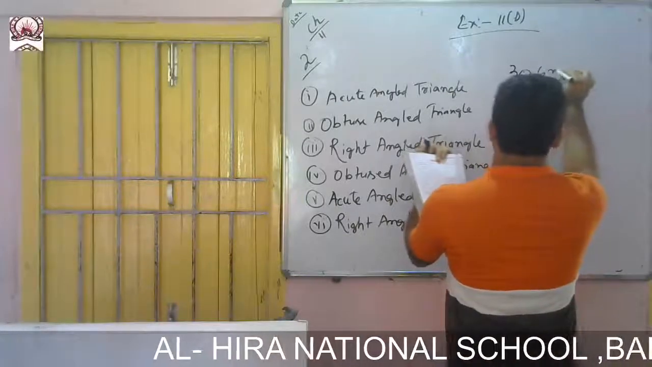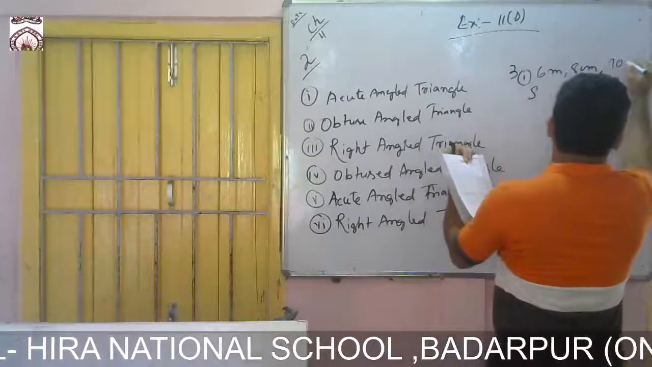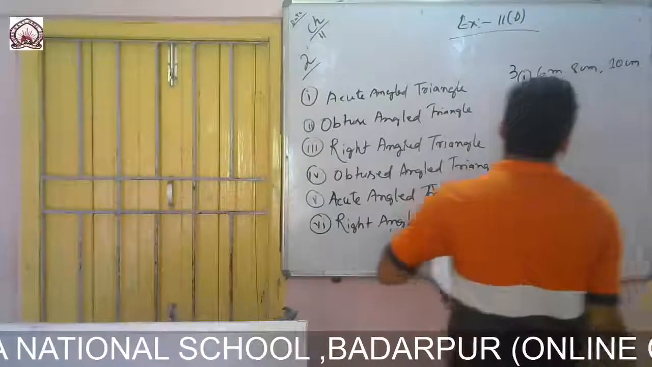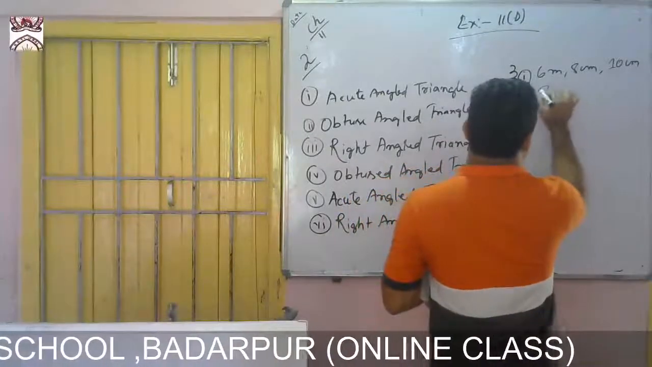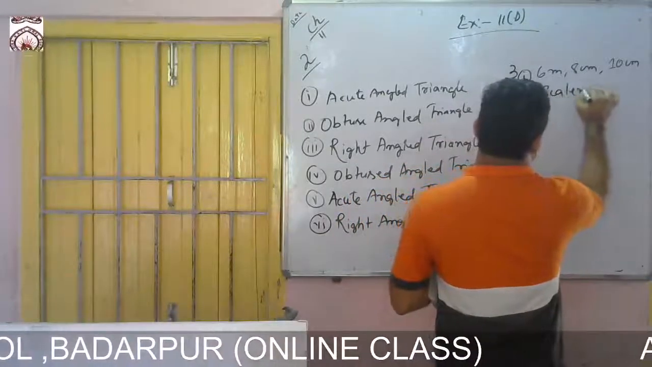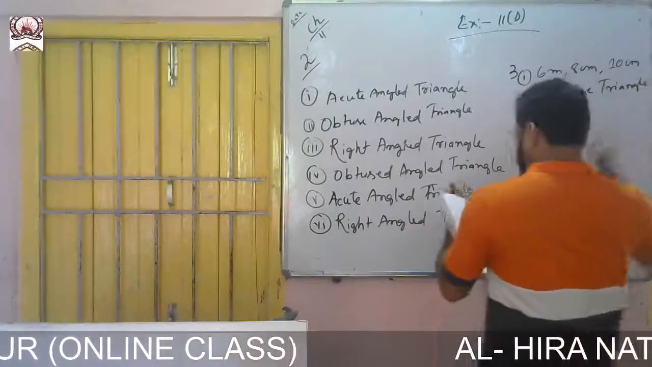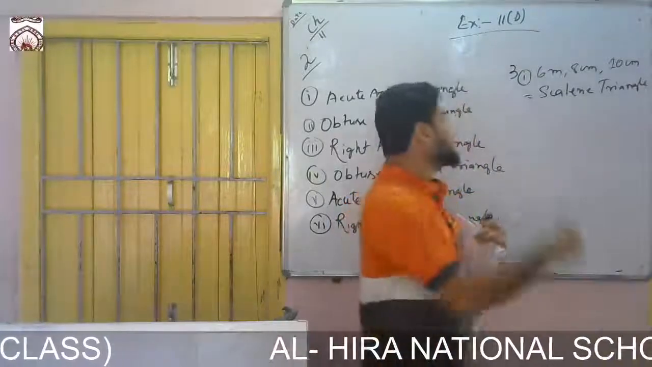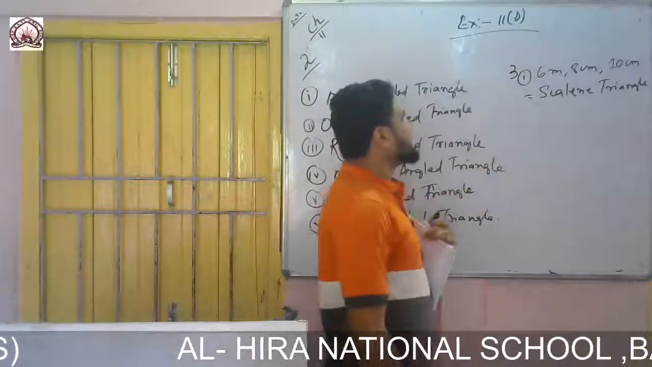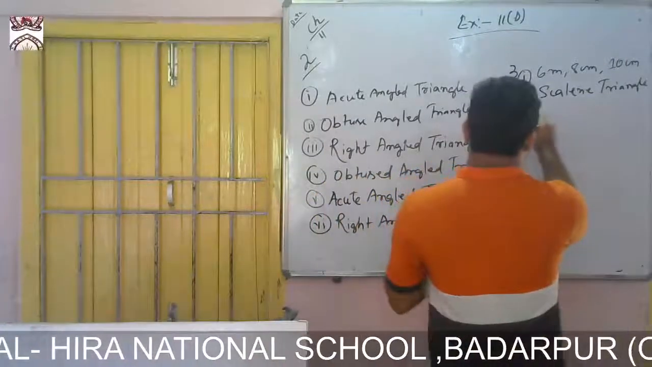You write the question like this: 6 meter, then 8 centimeter, then 10 centimeter. Okay? You write like this. Then you write it is a scalene triangle, S-C-A-L-E-N-E. Why is it scalene? Since the measure of the 3 sides are unequal. Okay?